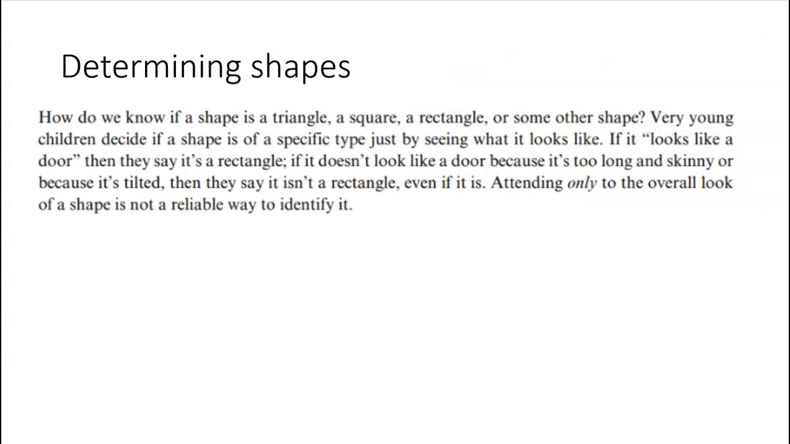So now that you've completed your exploration, let's move on to determining shape. So how do we know if a shape is a triangle, square, or rectangle? Very young children decide if a shape is of a specific type just by looking at it, right? So what does it look like? If it looks like a door, then it's a rectangle. If it doesn't look like a door because it's too long or too skinny or because it's tilted, then it isn't a rectangle, even if it is. So when we only attend to the overall look, it's not a reliable way to identify it.